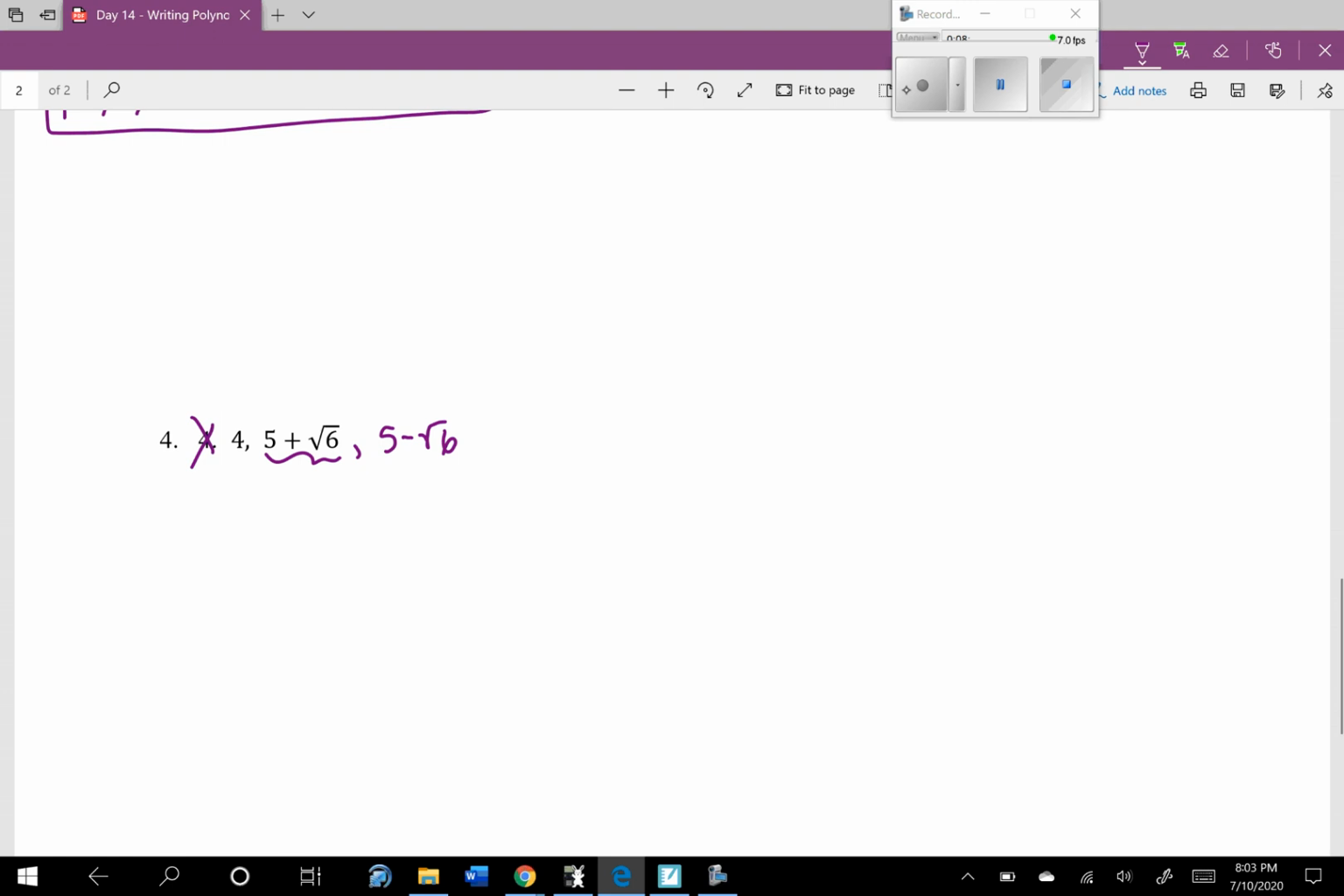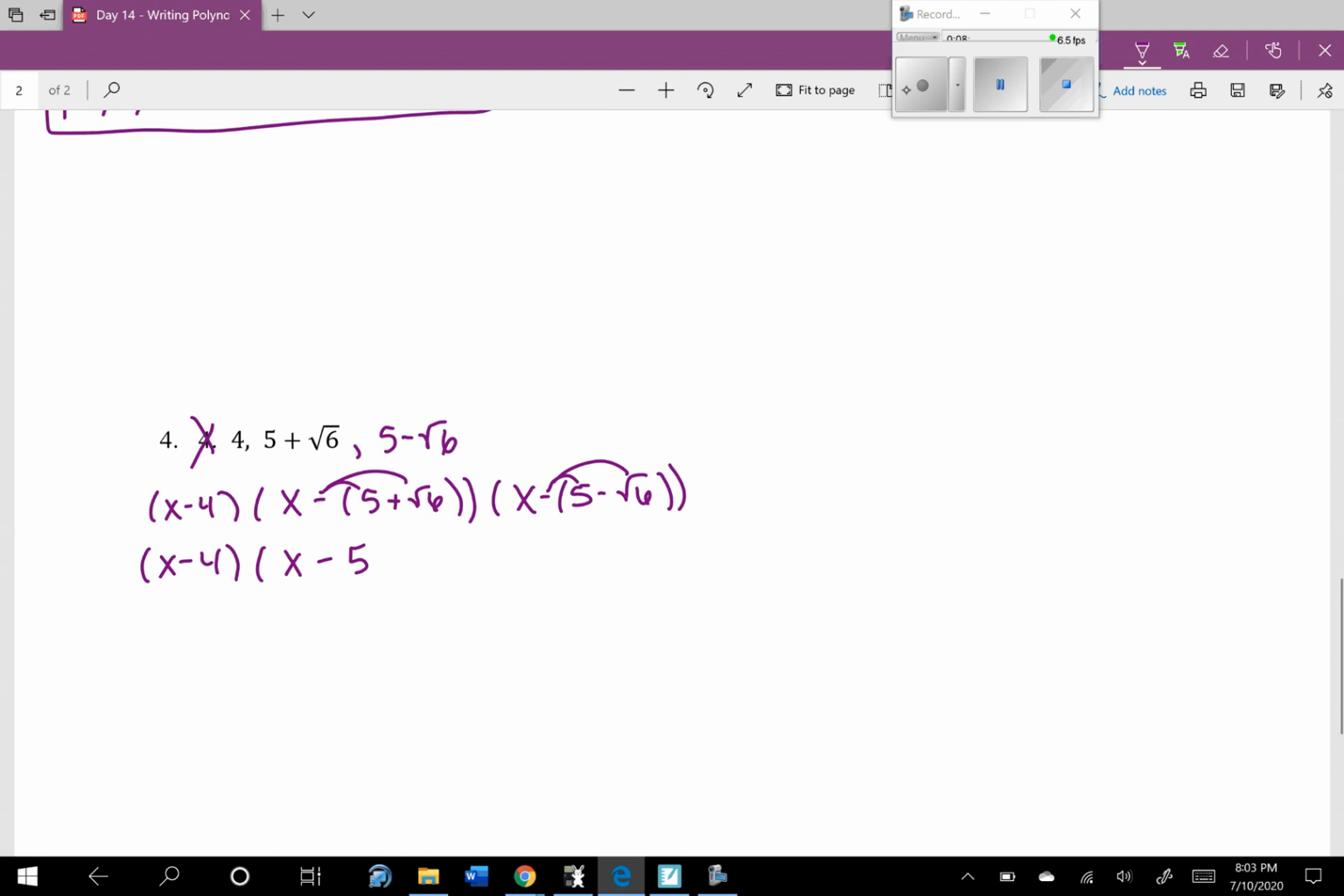So that means we are going to multiply the conjugates out first. First I need to write the factors. So x minus 4, and then x minus 5 plus root 6, and x minus 5 minus root 6. Then I would distribute the negative to both these terms. So this would be x minus 4, and x minus 5 minus the square root of 6, and x minus 5, and minus minus becomes plus the square root of 6. Of course we want to multiply out the conjugate pairs first.